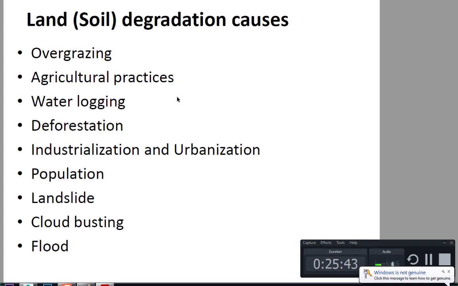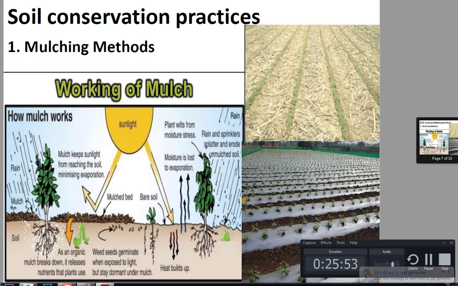Flood is also responsible in land area for the land and soil degradation. In the next slide, we will discuss soil conservation practices. Now, what are the practices which are responsible for soil conservation? Here you can see in this slide, this one is the mulching method.